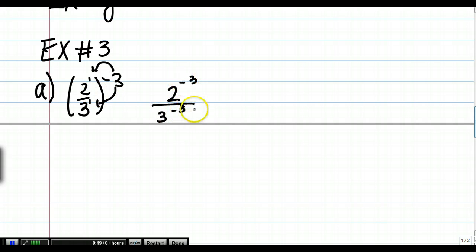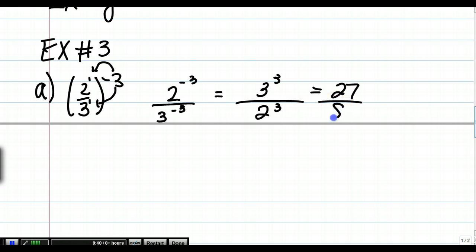And now you have negative exponents, so you got to flip those. The 2 to the third is going to come on the bottom, and the 3 to the third is going to go on top. Now they're positive, and they're not the same base, so you're not subtracting anything, so we can just reduce. 3 times 3 times 3 is 27, and 2 times 2 times 2 is 8. You cannot reduce this any further, so this is your final answer.